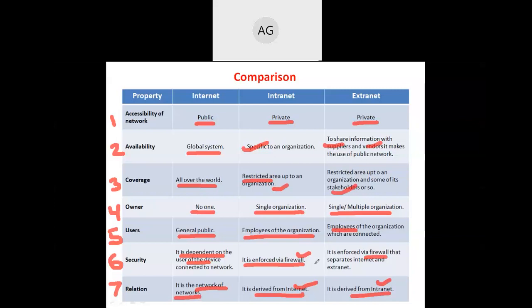Now, all of you understand this point till now? Just write in the chat box so that we can proceed further. Okay. Now, moving to the next slide.